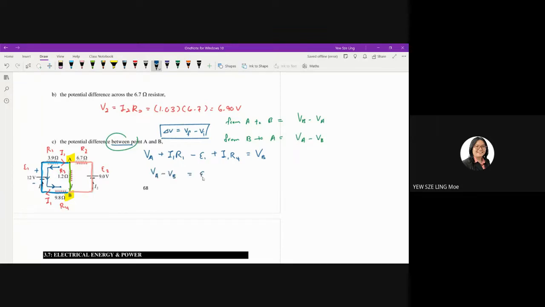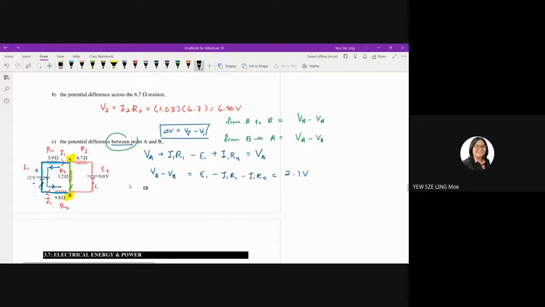It is equals to EMF1 minus I1 R1 minus I1 R4. And eventually you should obtain 2.1 volt. That is the first path. That is the first choice.